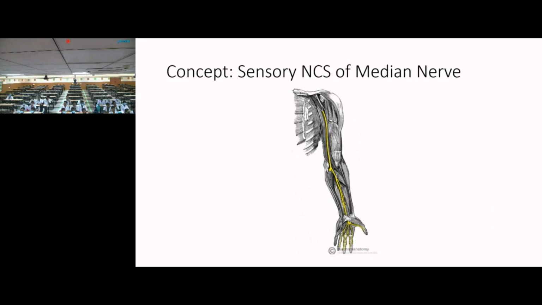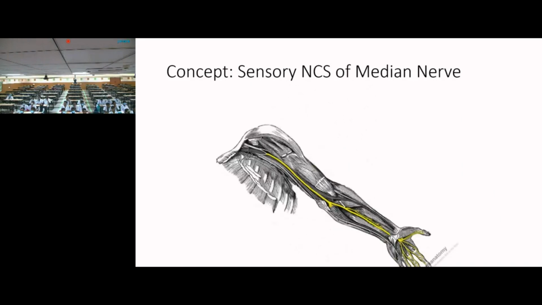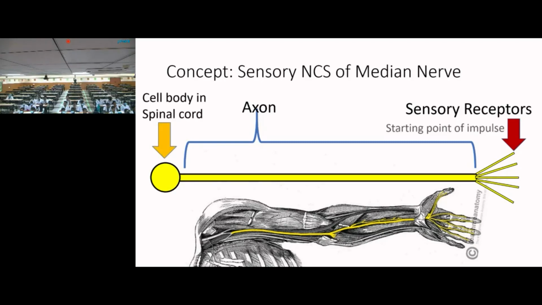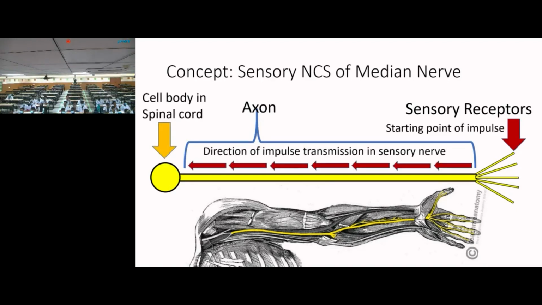So what's the concept behind this sensory nerve conduction study? You know the peripheral receptors are going to be on the peripheral end, and the axonal body will be on the proximal side for sensory nerve conduction. The direction of impulse transmission will be from your distal towards your proximal site. So this is physiological type of conduction. We call it as orthodromic. You remember or not? Yes.